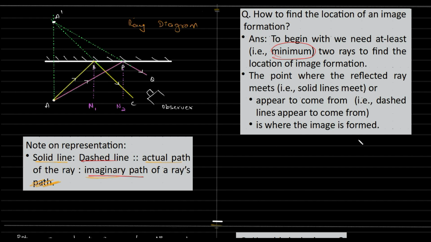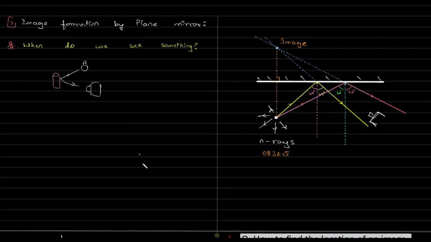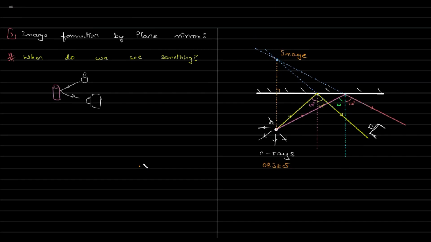Okay, so this is a small note, but again, you will see that it'll be used a lot and you'll get familiar with this. But yes, solid line and dashed line representing actual path and imaginary path is something that you guys have to keep in mind. So this is a small introduction to the things that we're going to see in the future.